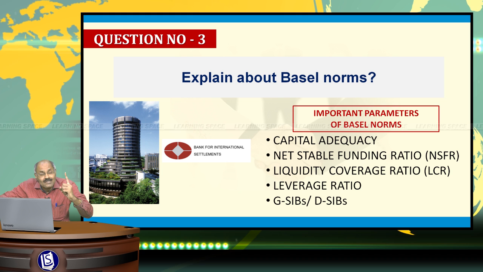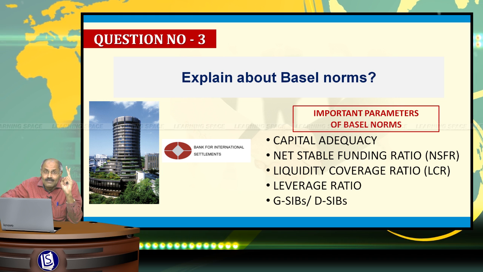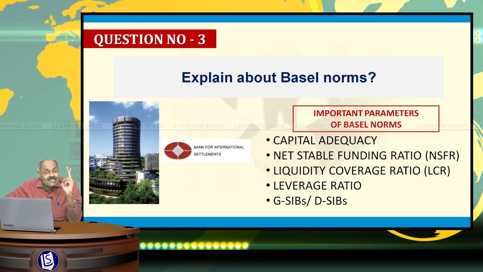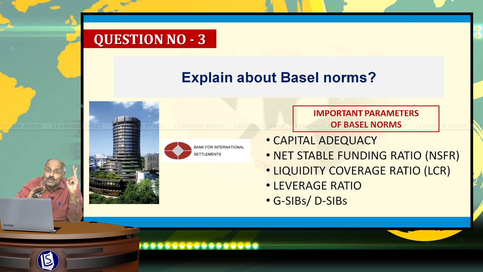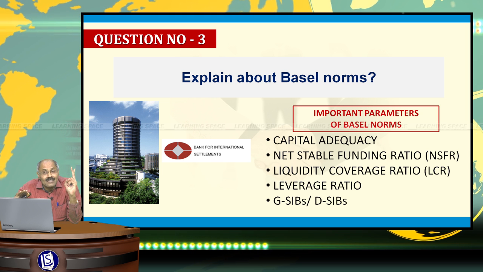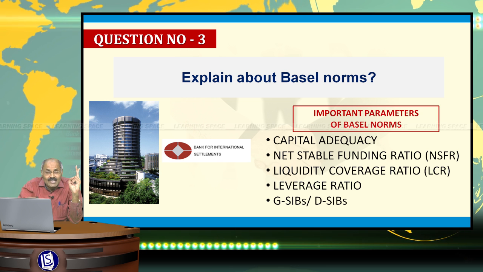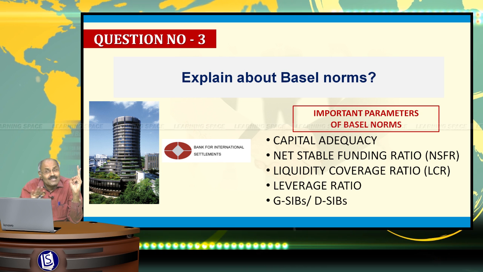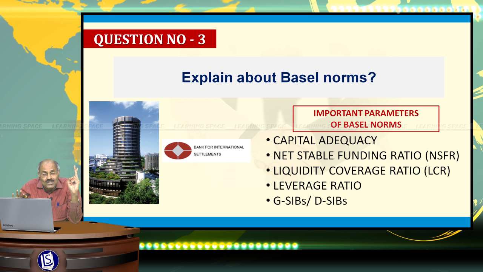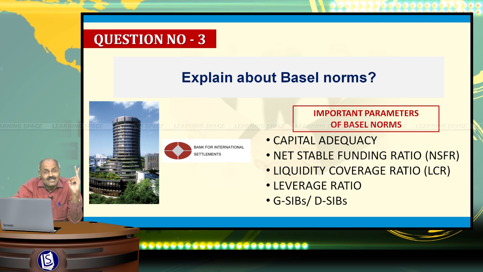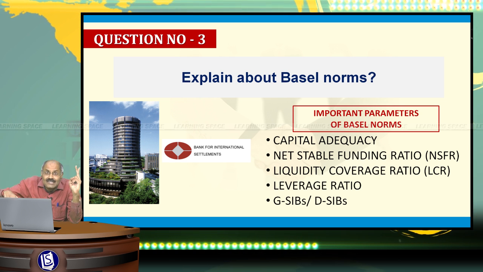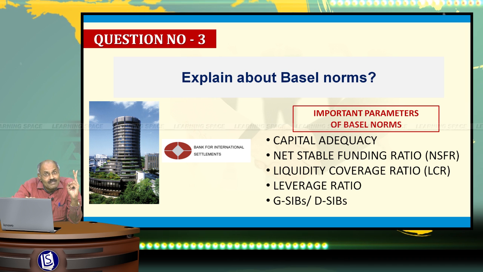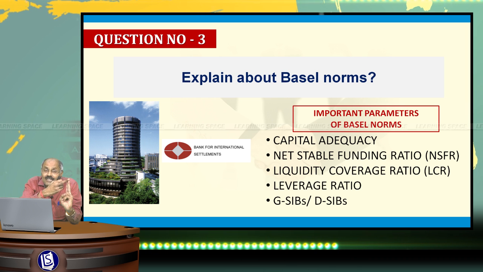That is the first point. Second point is liquidity coverage ratio. Banks should have sufficient liquidity. Liquidity means at any point of time, banks should not starve for cash. Sufficient cash to meet day-to-day needs of the bank must be available with the bank. That is liquidity coverage ratio.